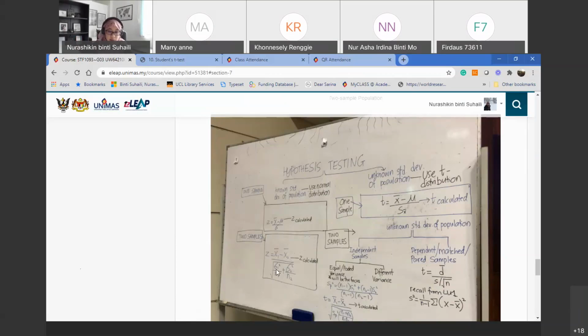Okay, that's the similarities. For the unknown standard deviation, two samples. This one is a bit lengthy compared to when the standard deviation is known. For this one, it's divided into two sub cases. The first one is independent samples, and the second one is dependent samples, or paired samples, or matched samples.